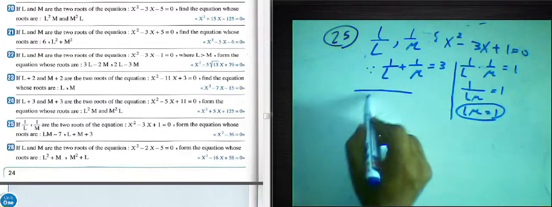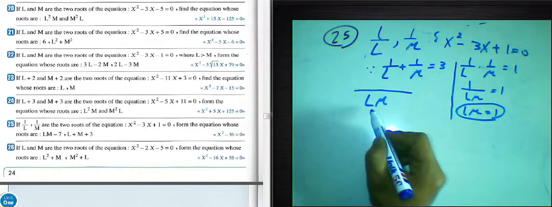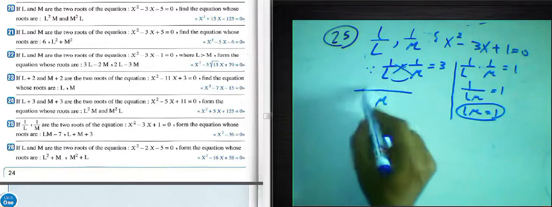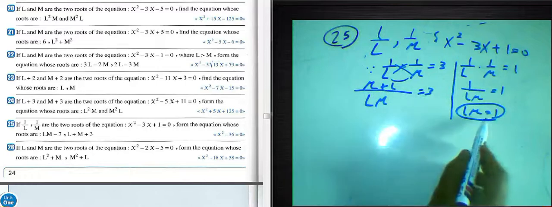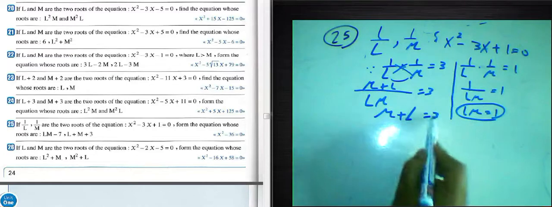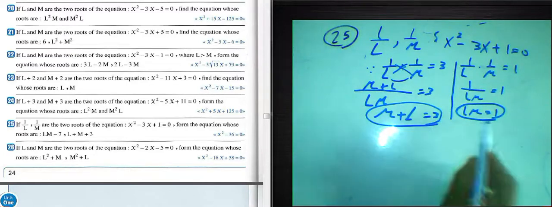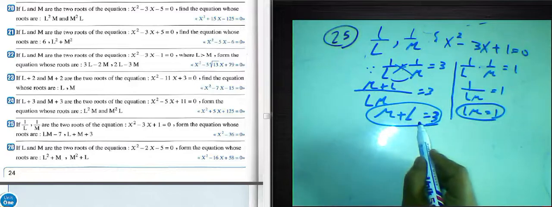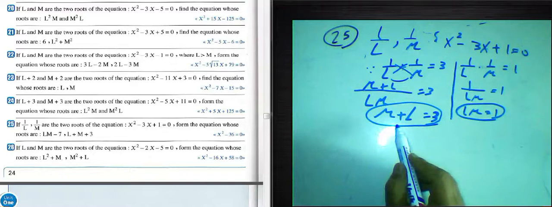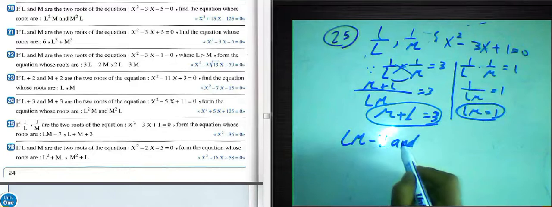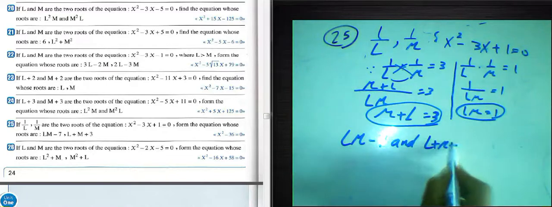And what about that? We can write this with the common denominator LM. We can do cross: M plus L equals 3, and we know L multiply M equals 1. 1 times 3 equals 3, so M plus L equals 3. We have L plus M and M multiply L. We want to find the equation whose two roots are LM minus 7 and the second L plus M plus 3.